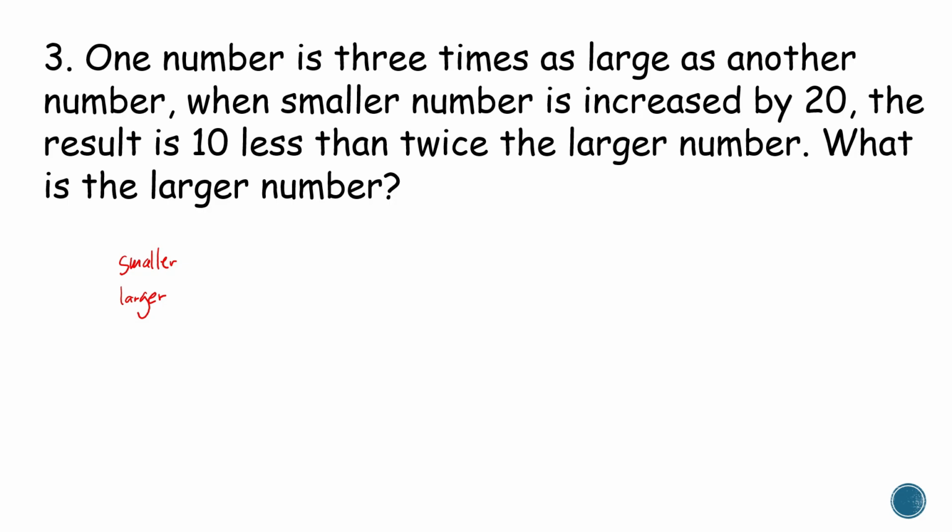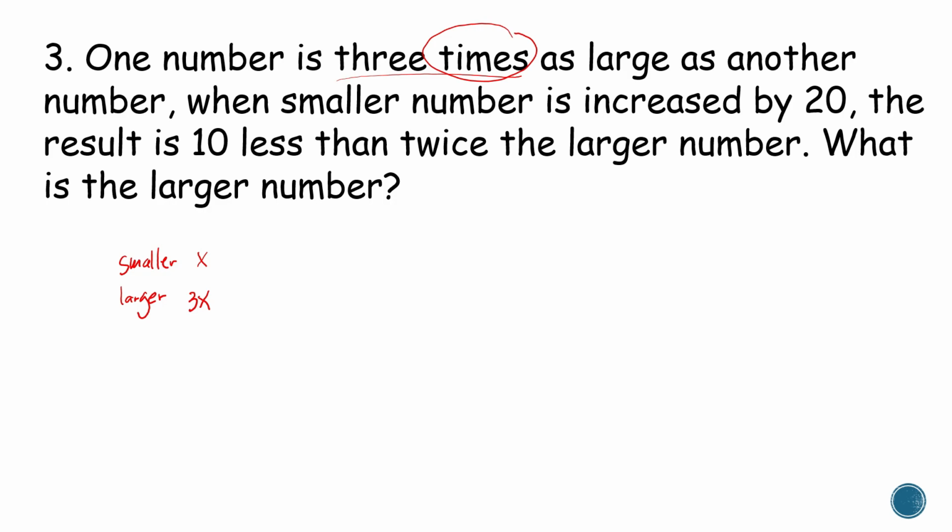One number is 3 times. Now this is an important phrase here. That means multiplication. 3 times as large as another number. Now obviously, between the smaller and the larger, we can say that the smaller is x and the larger number is 3 times the smaller number, which is 3x. Okay, so now we have a representation for the smaller and another representation for the larger number.